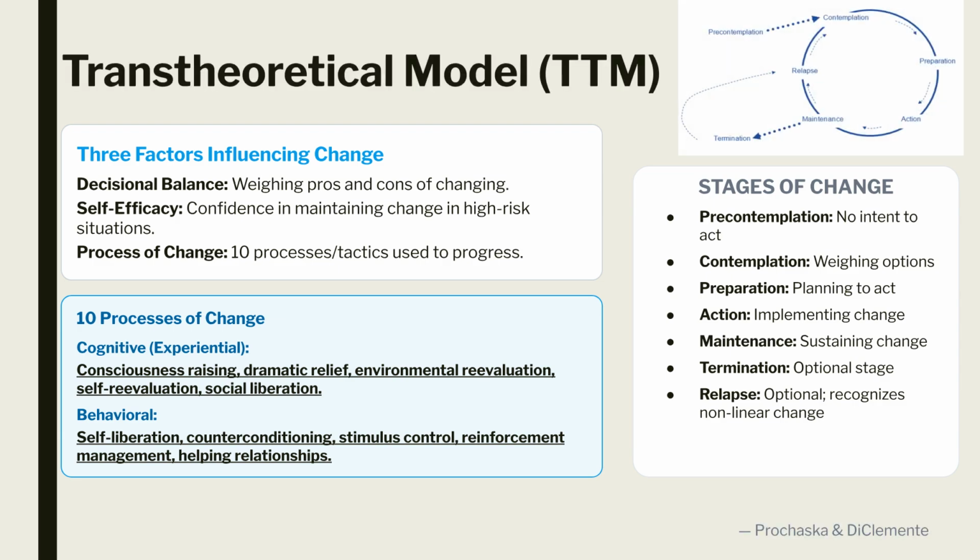Next, let's look at the trans-theoretical model. This model describes how individuals move through different stages when changing a behavior. The strategies used to facilitate this change are typically categorized into cognitive processes and behavioral processes. Many of these strategies are also reflected in the comprehensive behavior change technique taxonomy we discussed earlier.